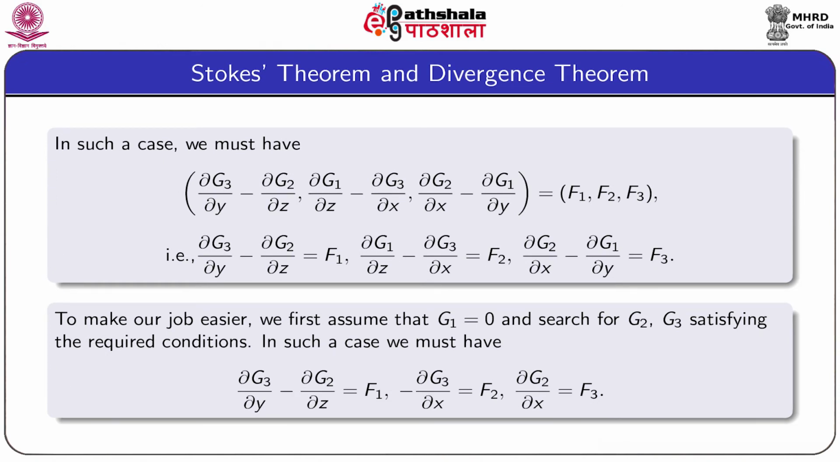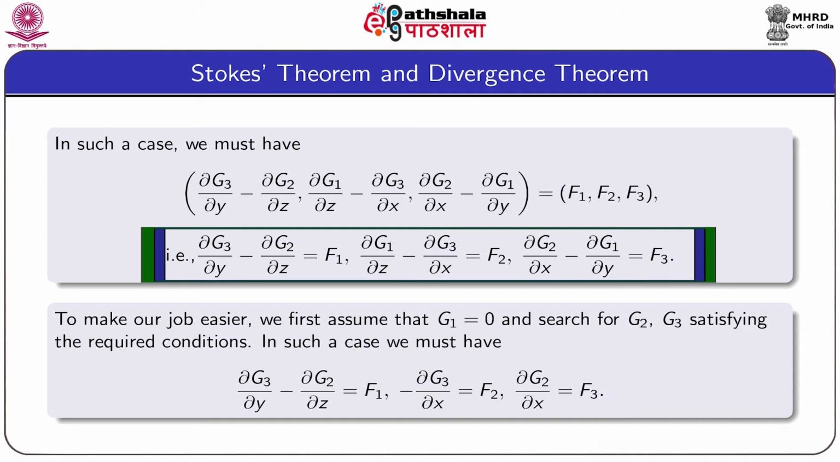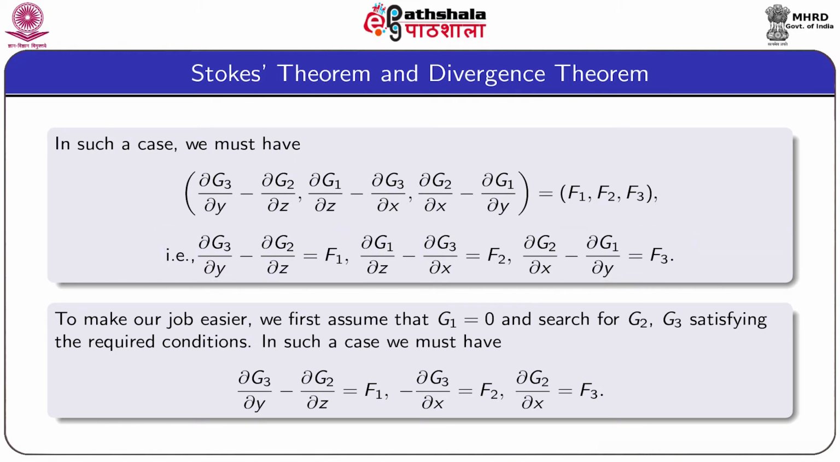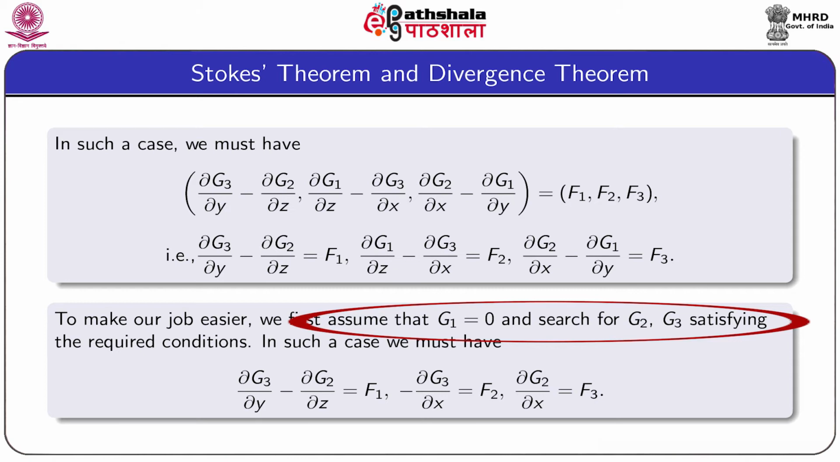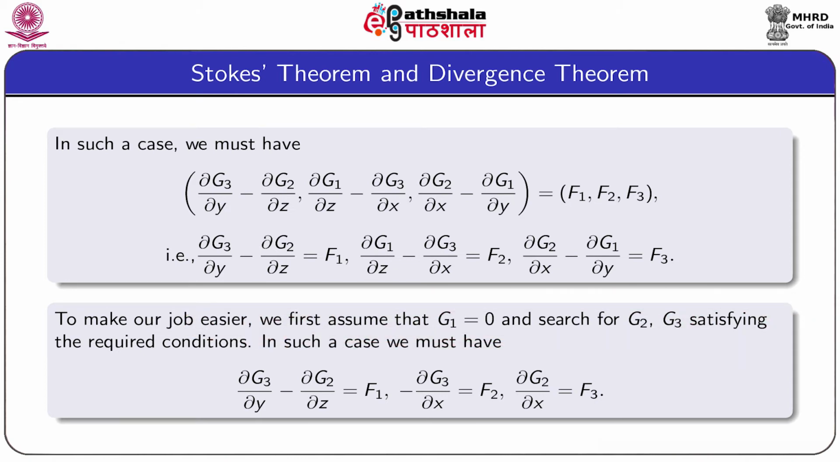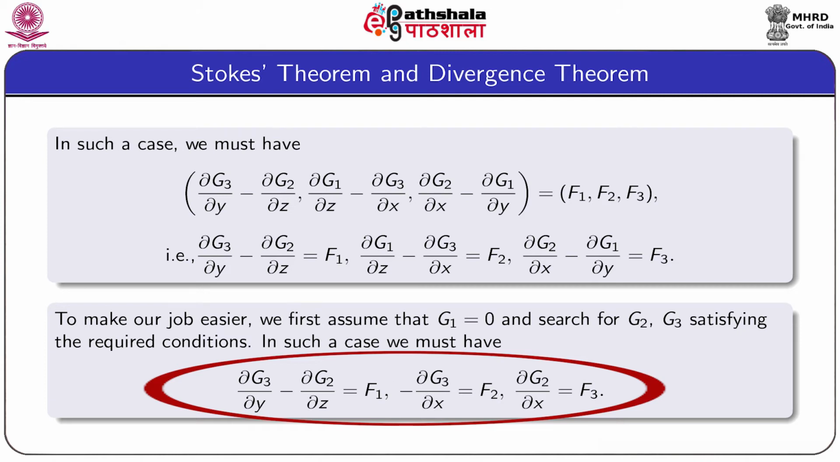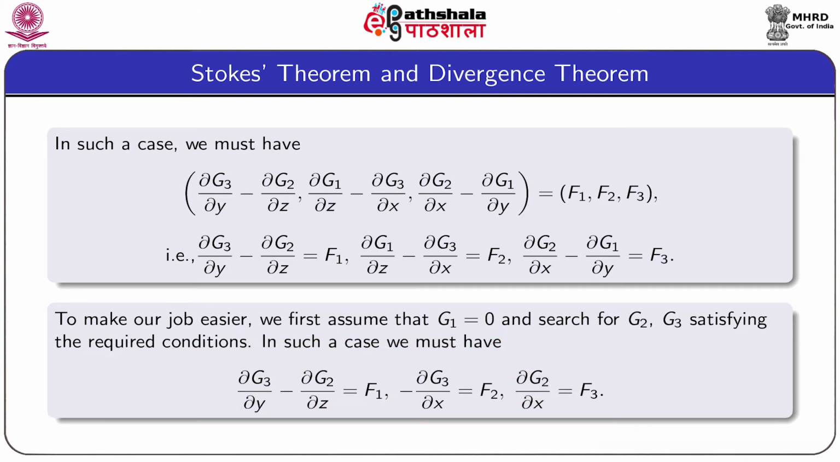In such a case, we must have ∂G3/∂y − ∂G2/∂z = F1, ∂G1/∂z − ∂G3/∂x = F2, ∂G2/∂x − ∂G1/∂y = F3. Now, to make our job easier, we first assume that G1 is the zero scalar field and we search for G2, G3 satisfying the required conditions. In such a case, we must have ∂G3/∂y − ∂G2/∂z = F1, −∂G3/∂x = F2, ∂G2/∂x = F3.